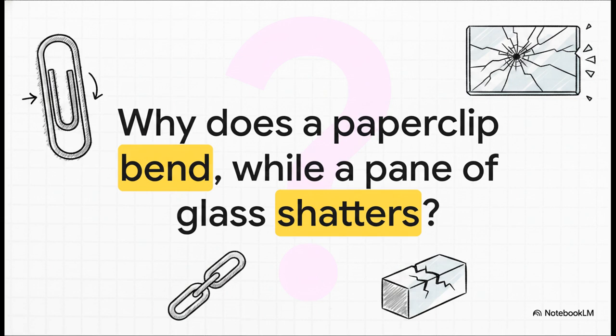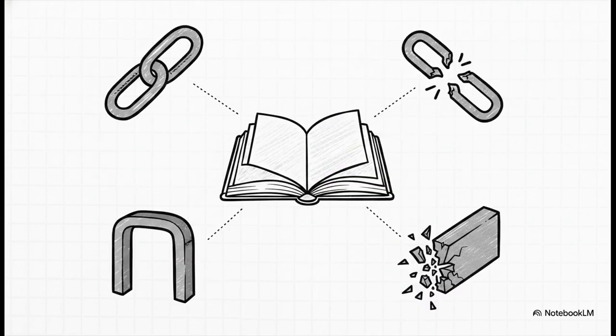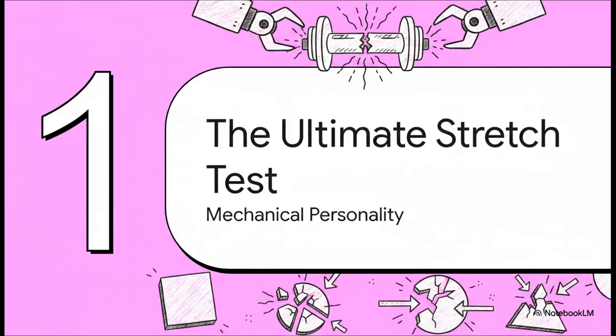So what gives? Well, it turns out every single material has its own secret language, and that language dictates exactly how it's going to behave. And guess what? By the time we're done here, you're going to be able to read that language too. We're going to decode all the properties that make something strong or weak or flexible or brittle, all by looking at how it responds when you push it, pull it, and stress it out. So let's get right into it.